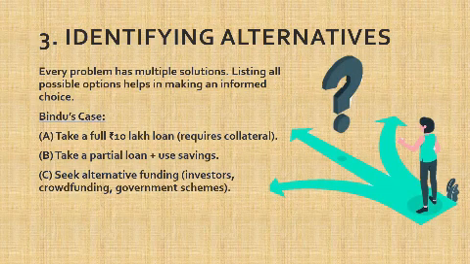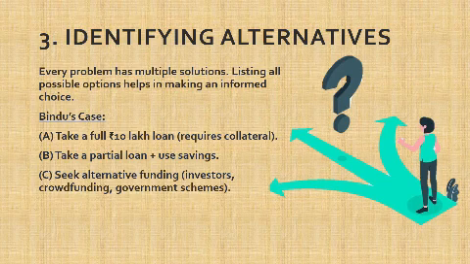The third step of the decision making process is identifying alternatives. Every problem has multiple solutions. Listing all possible options helps in making an informed choice. In her case, she has 3 alternatives. The first alternative is to take a full 10 lakh loan, which requires collateral. The second alternative is to take a partial loan and use savings. The third alternative is to seek alternative funding from investors, crowdfunding, or government schemes.